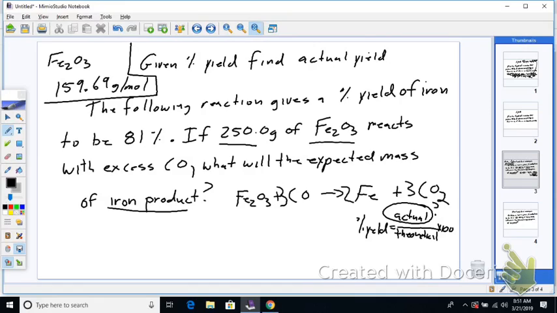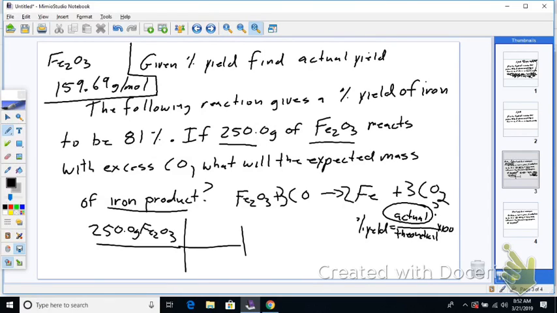I'm going to give you the answer to the theoretical. I'm going to tell you theoretically how much could have been produced. And the theoretical is 174.87. I'll show you the setup. So when we were doing the mass to mass, what was that answer? 174.87. That's the answer.